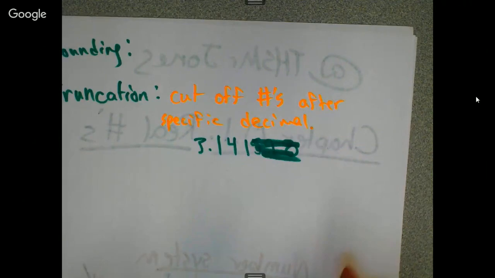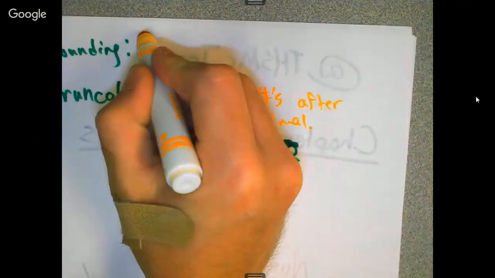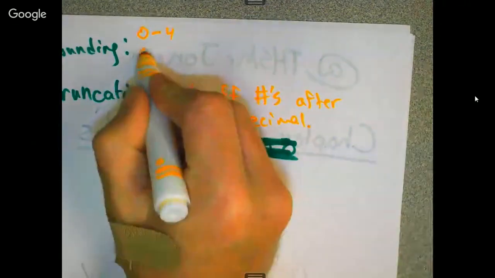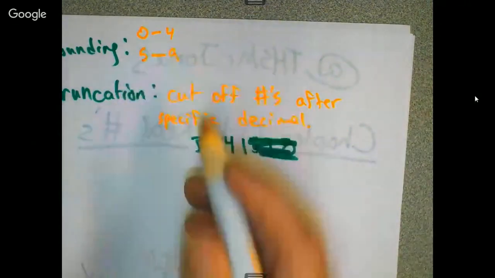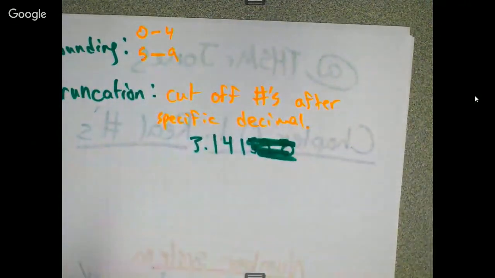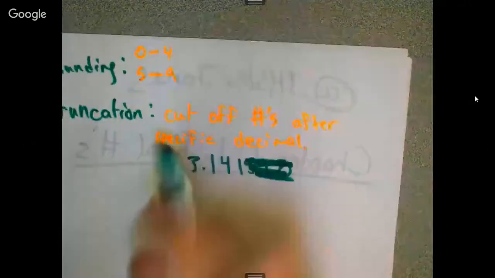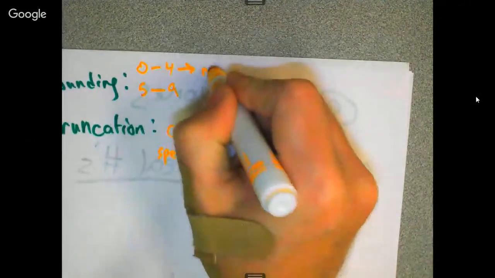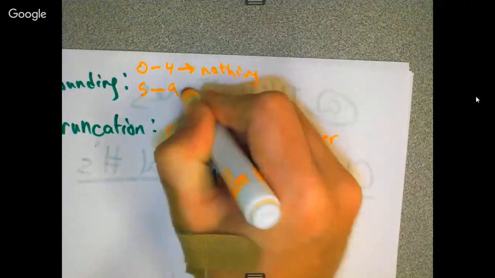Rounding, okay, with rounding, that's when you look, if it's 0 through 4, you don't do anything. If it's 5 to 9, it moves up 1. So again, so nothing. And this is up.